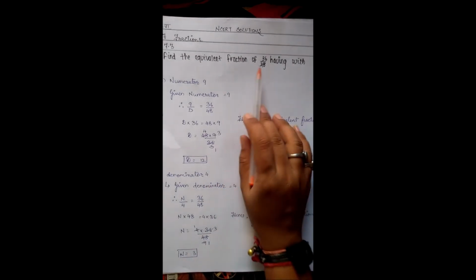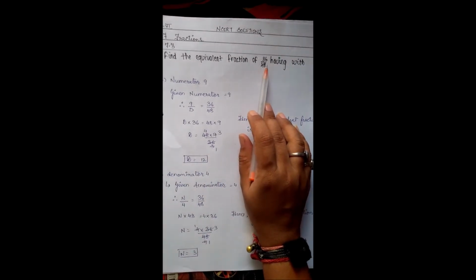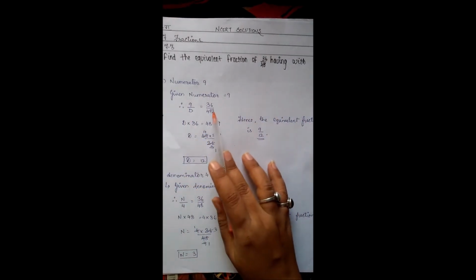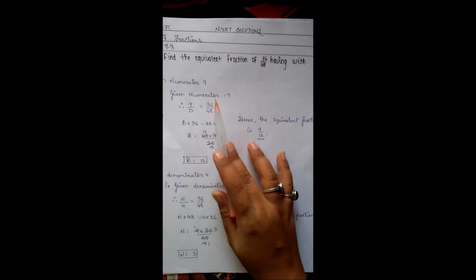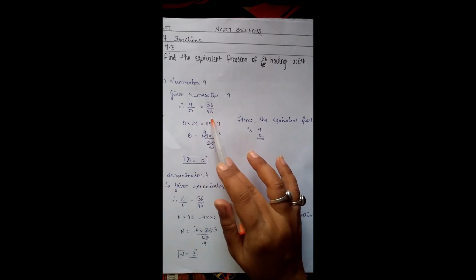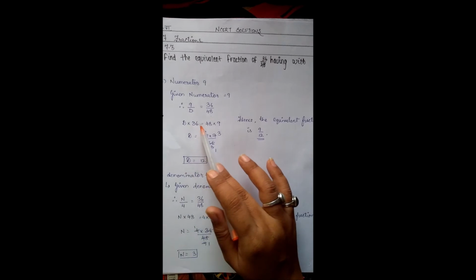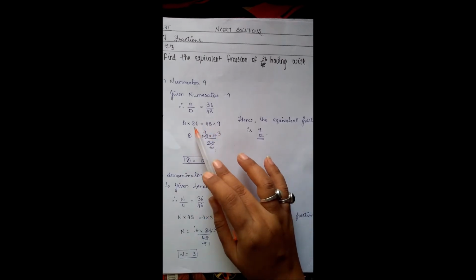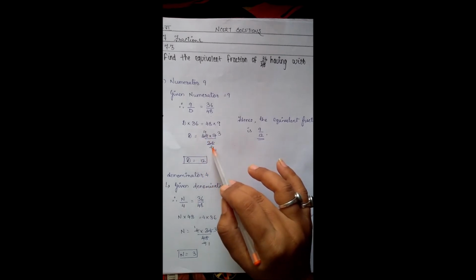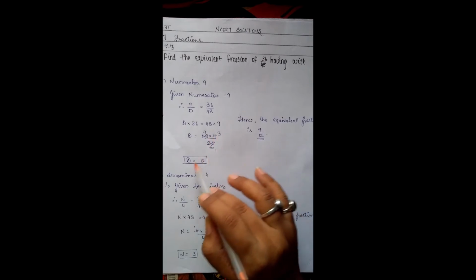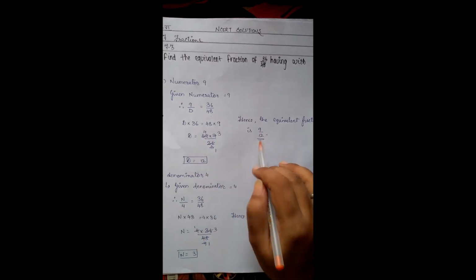Fifth question. Find the equivalent fraction of 36 upon 48 having numerator 9. So given numerator is 9. 9 upon d equals 36 upon 48. So d into 36 equals 48 into 9. We will bring this 36 down. So 48 into 9 upon 36. If we reduce it, it will become 12. So the equivalent fraction is 9 upon 12.